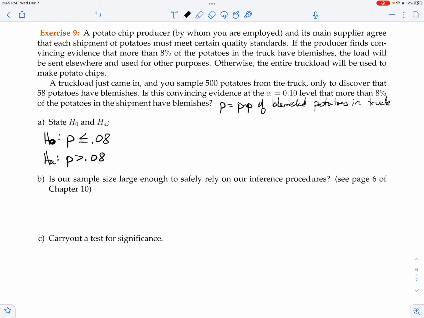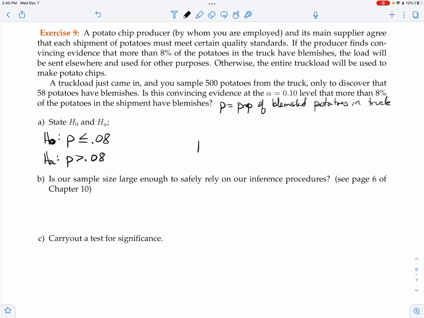We're going to assume that everything is good, and you get that from the problem here. If we find convincing evidence that more than 8% of the potatoes have blemishes, we're going to send the potatoes elsewhere. Otherwise, we're going to use them. So we're assuming everything is good. We're just checking, is there evidence that actually it's not.